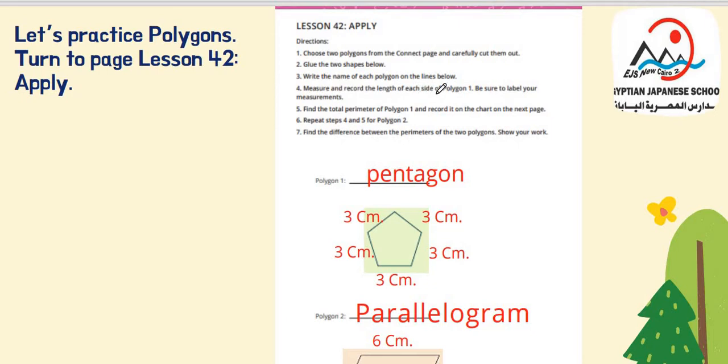Measure and record the length of each side of polygon 1. Be sure to label your measurements. Label measurements means write the unit you used in your measurement. We used centimeters here, so we wrote 3 centimeters, 6 centimeters. Here when I measure the sides of this pentagon, I found that each side has 3 centimeters.